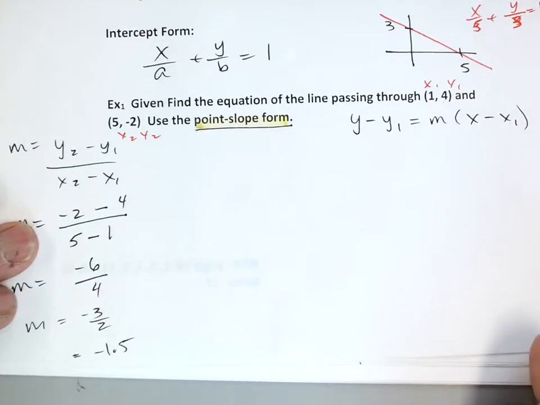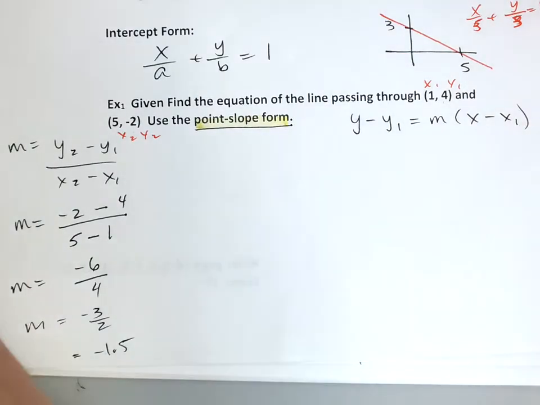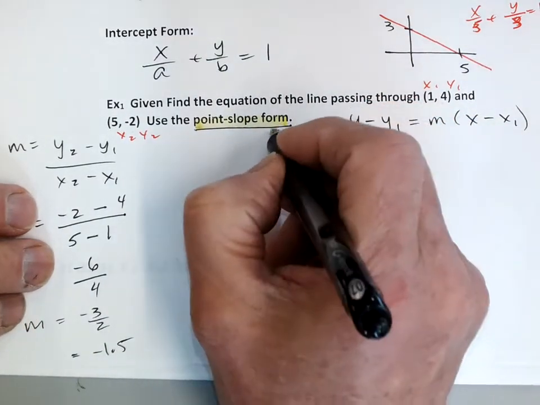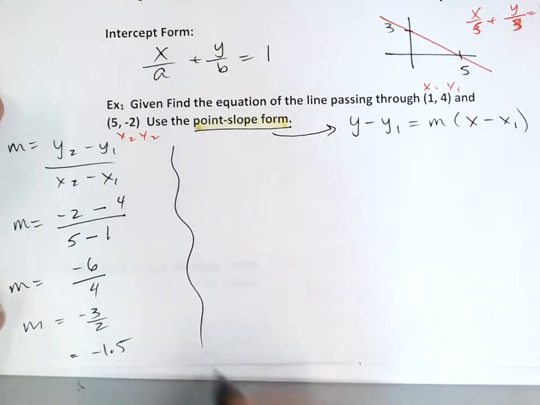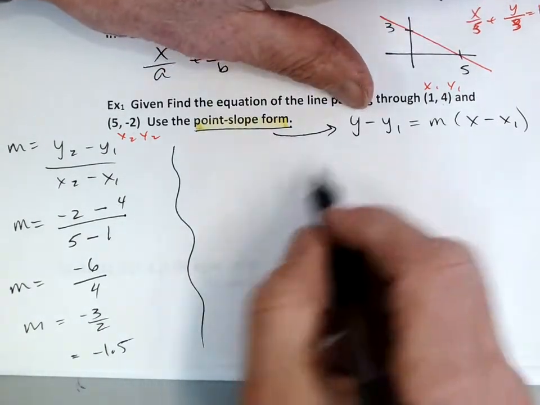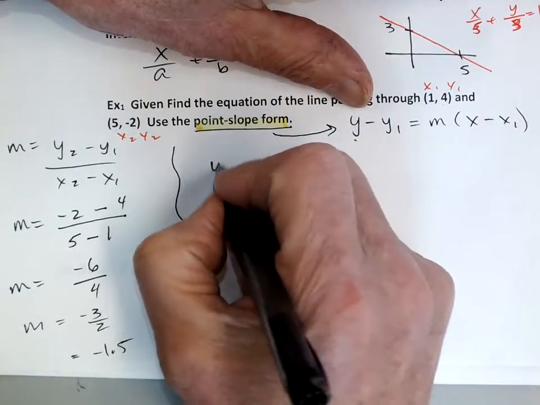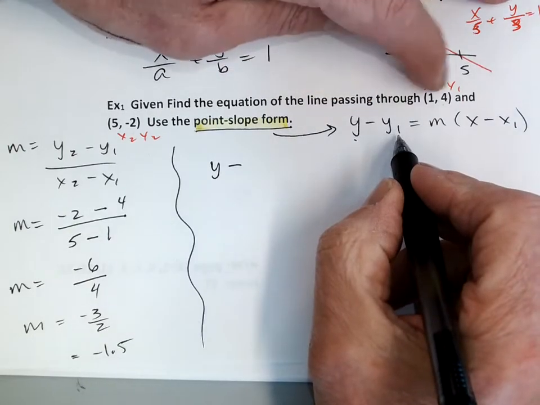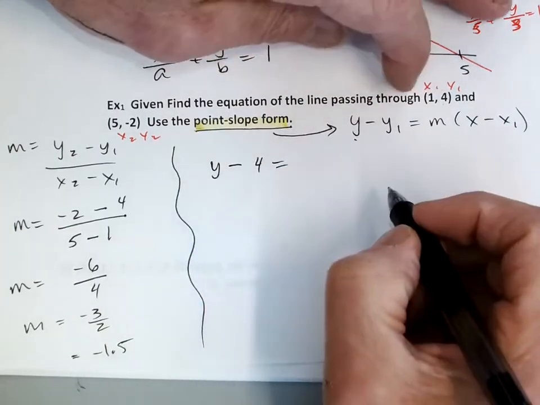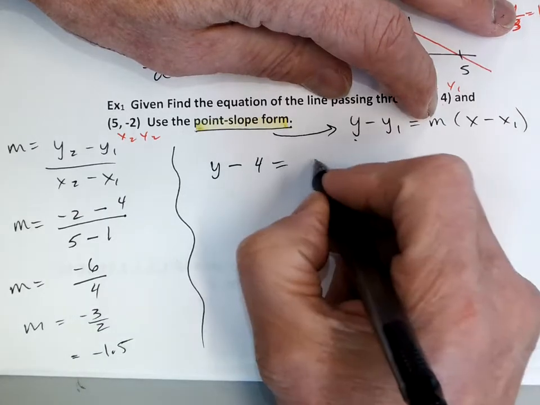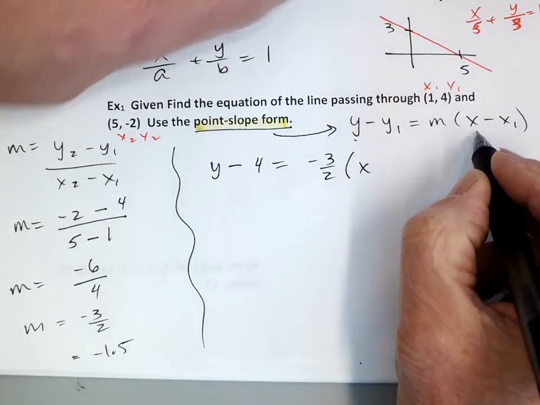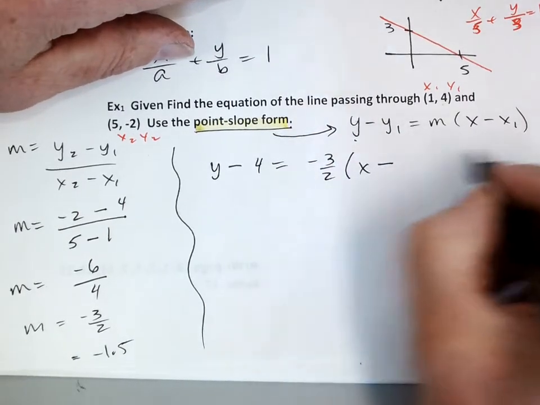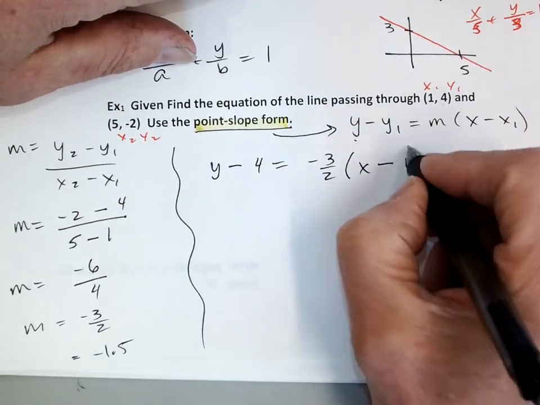Either one. Now, I still haven't found the equation, so now I need to use my formula. So I'm going to use the point slope formula, so I'm going to go y, because that's my y variable, minus y1, which was my 4, equals my slope, which is a negative 3/2 times my x, which is my x variable, subtract x1, which is 1. Okay?